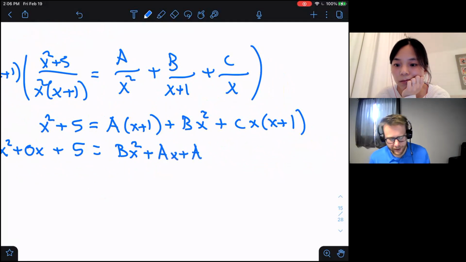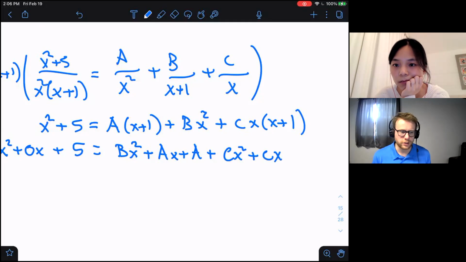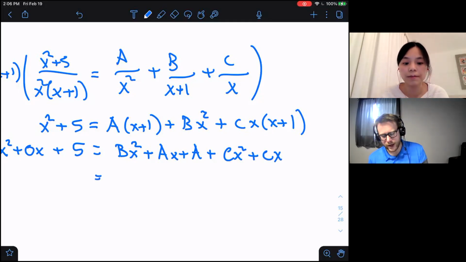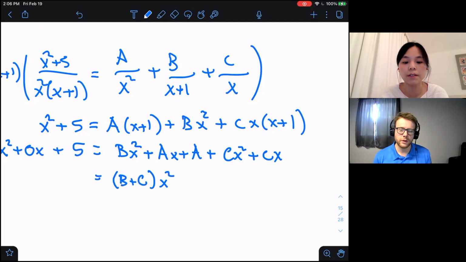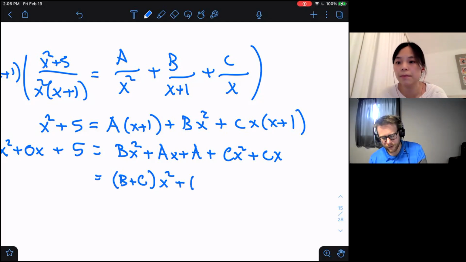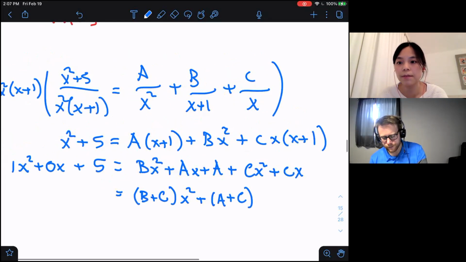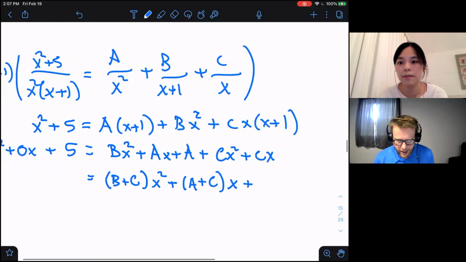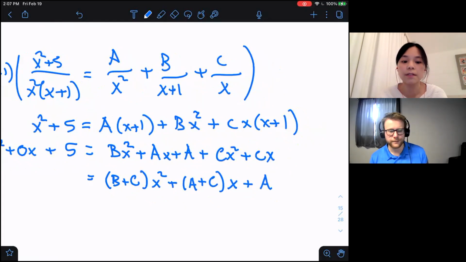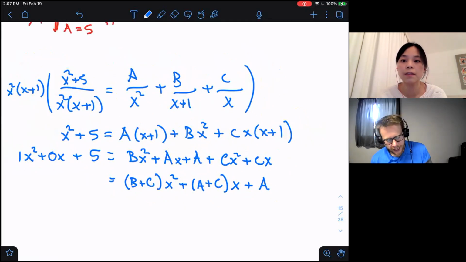So if I distribute the a, I would get ax plus a. And if I distribute the cx, I would get cx squared plus cx times 1, which is just cx. Now I can go ahead and group things. So next to my x squared, it looks like I have a term with a b and a term with a c. So I'm going to go ahead and factor out the x squared from those, and that's what I would have. For my linear stuff, I would have an a and a c. And then for my constants, it looks like it's just a. So again, this is supposed to be equal to 1x squared plus 0x plus 5.